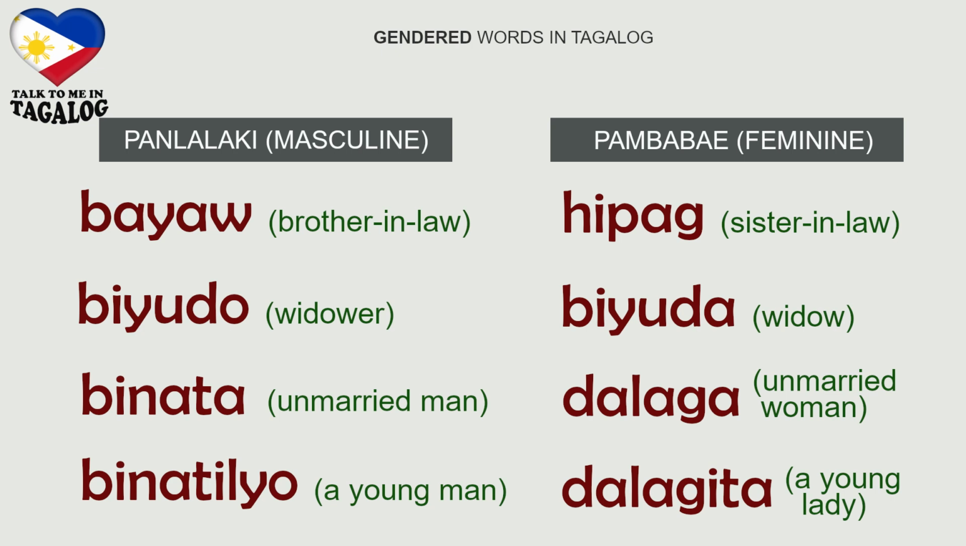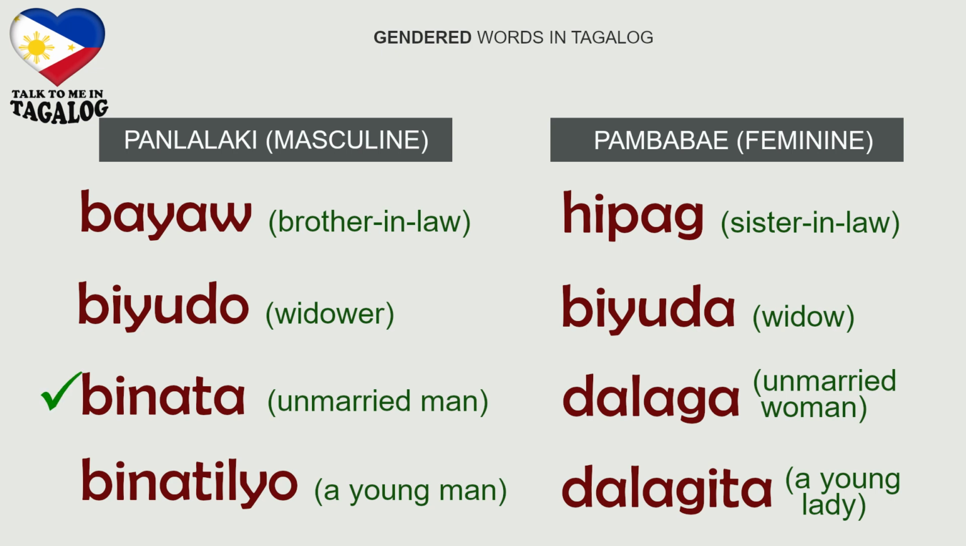Let's now study some gendered Filipino words. Masculine words are on the left column, while feminine words are on the right. Bayaw. Meaning brother-in-law. Hipag. Sister-in-law. Byudo. Widower. Byuda. Widow.